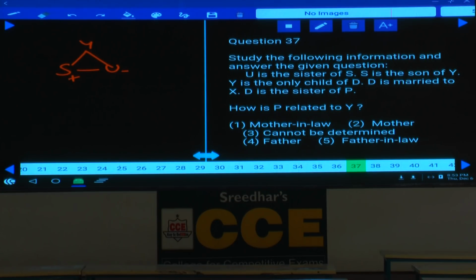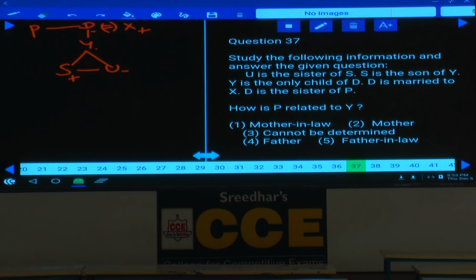Next one, Y is the only child of D. As Y is the only child of D, D will be somewhere here. This Y is the only child of D and D is married to X. Now D and X are a married couple, D is married to X. D is the sister of P. As D is the sister of P, X is a male and P will be here. Now regarding this P, the gender of P is not clearly known.